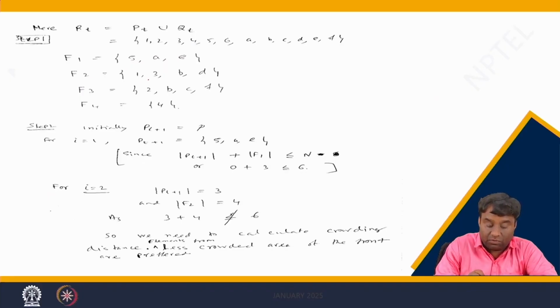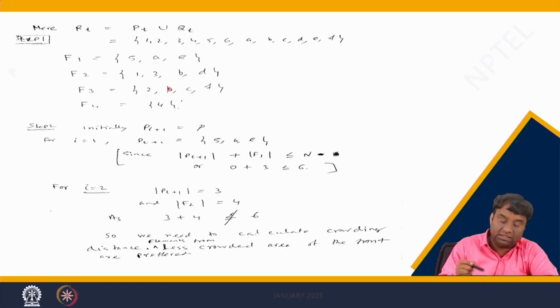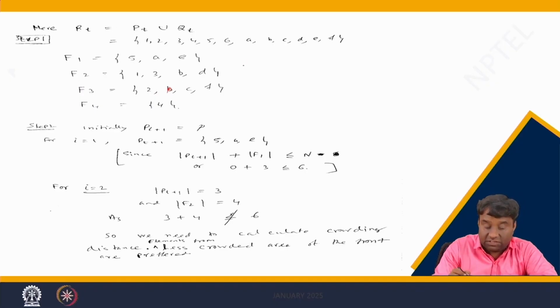In front 2 you will get 1 comma 3 comma B comma D, in front 3 you will get 2 comma C comma F, and in front 4 you will get F4. So these are some concepts. Now this is step 1. Step 1 is that there is RT, and from RT we create the Pareto fronts.